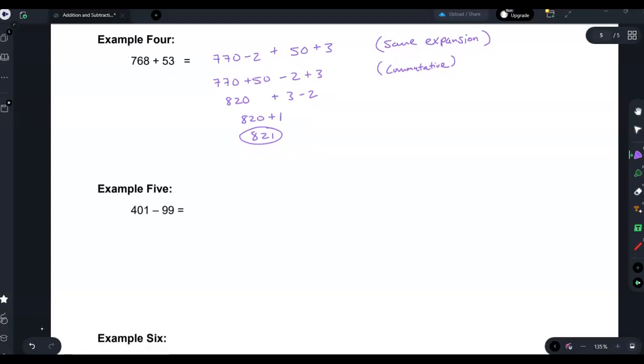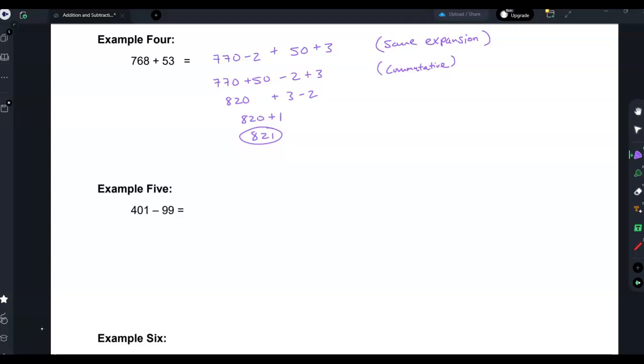So if we look at the next example, I can think of a few ways that I would do this. What I would tend to do, and again, I'm going to talk through it first and then write it, is say, well, 401, that's close to 400. 99, that's close to 100. That's really easy to subtract, right? 400 minus 100, that's 300, right? The question is, how do I adjust that?